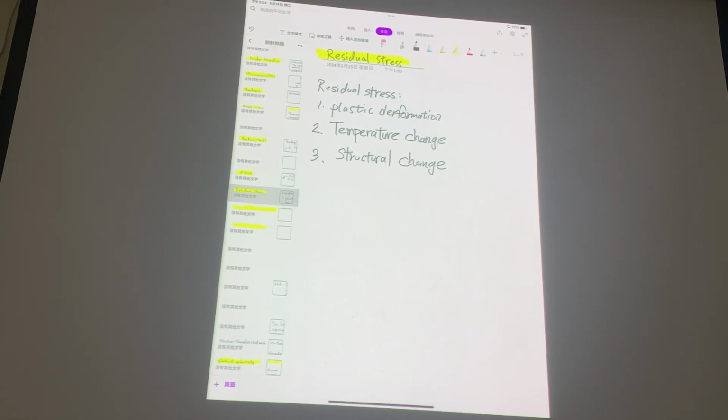When I say structural change, I mean phase transformation. For example, iron where you have martensitic transformation, right? I believe everybody knows. When you change from FCC, BCC, or HCP, or alpha, gamma, and so on, that is structural change. So these phase structures also will induce residual stresses. These are the three common things that you will see.